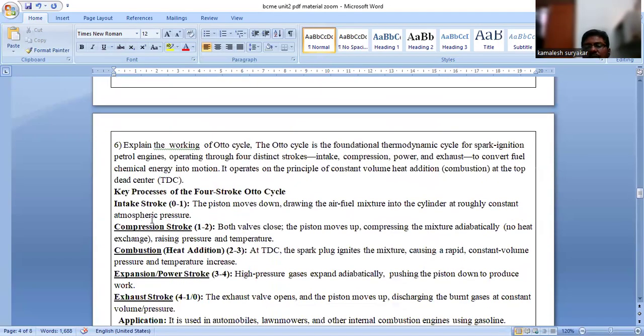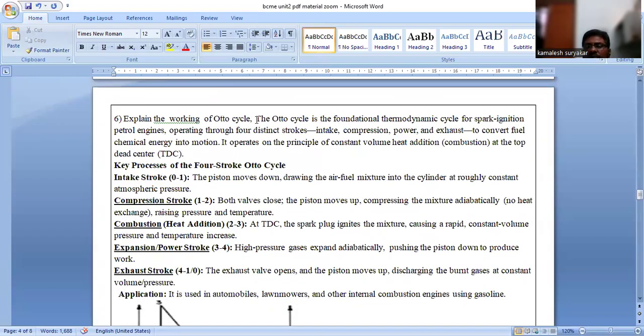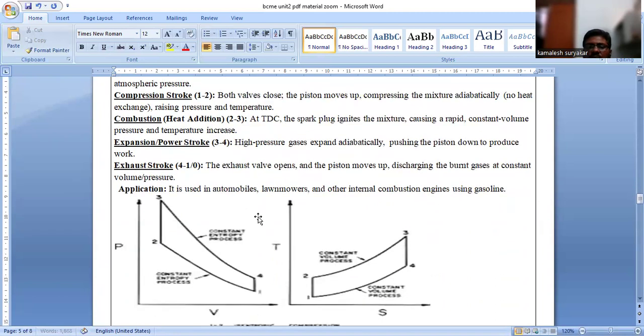By completing this, I am going to take the next question. That is, explain the working of an Otto cycle. Now, what is this Otto cycle? Directly, I am going to this here. The Otto cycle consists of the compression stroke, combustion stroke, expansion stroke and exhaust stroke.